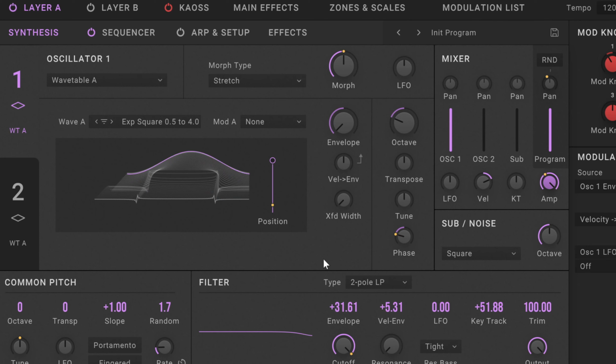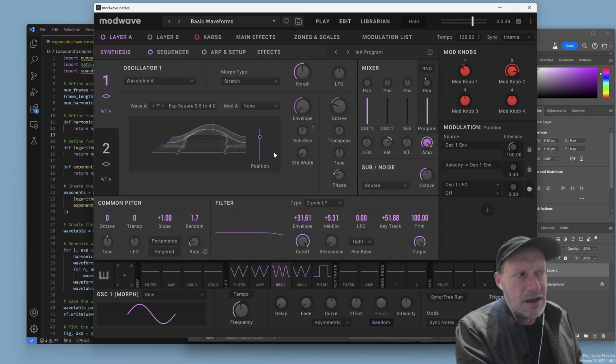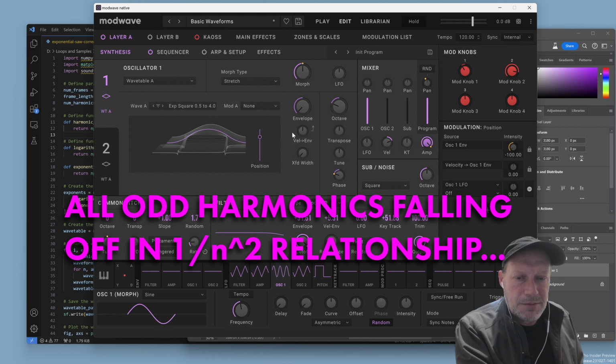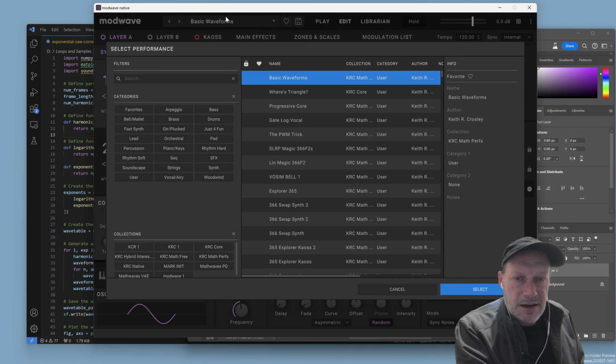So that's kind of interesting. Now you might expect that since we're changing that exponent, shouldn't somewhere in here there be the triangle wave? Because the triangle wave is all the odd harmonics, but they fall off in a 1 over n squared relationship. But we don't find it here. So this is kind of interesting.